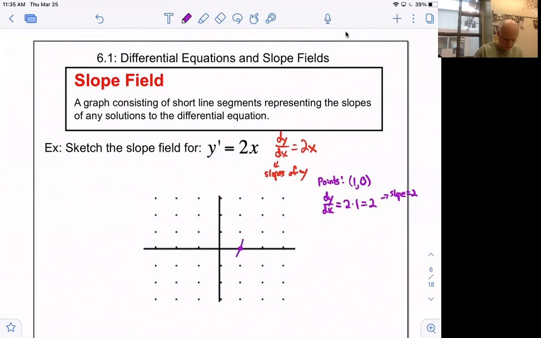So I'm going to draw a short line segment that has roughly a slope of 2. That's going to look something like that. A little curvy. Let's make it straighter. There we go. Just a short line segment that roughly has a slope of 2. Doesn't need to be exact.